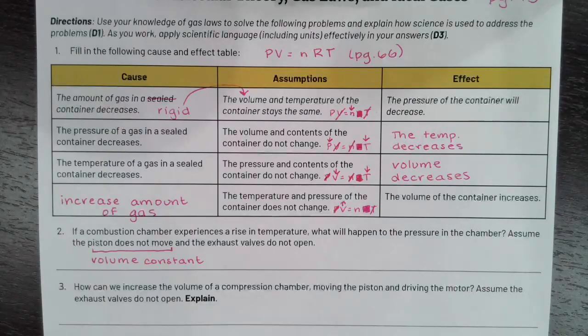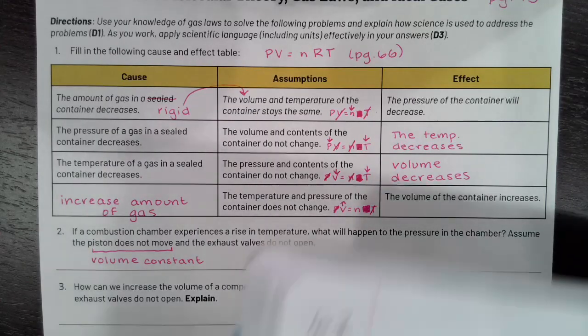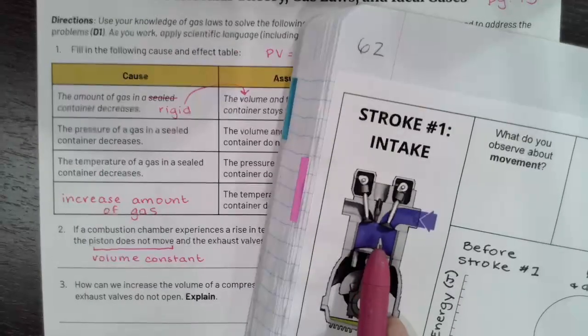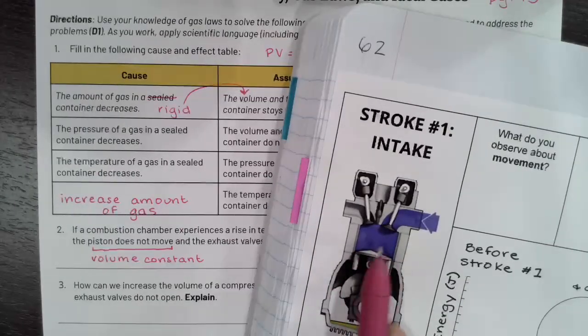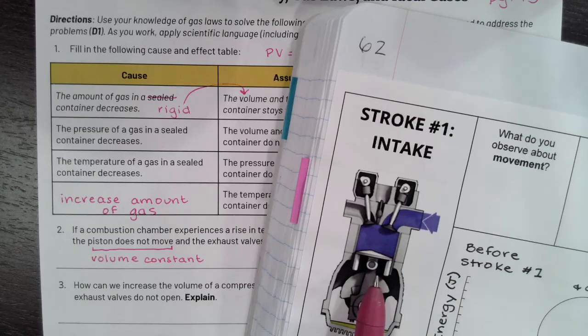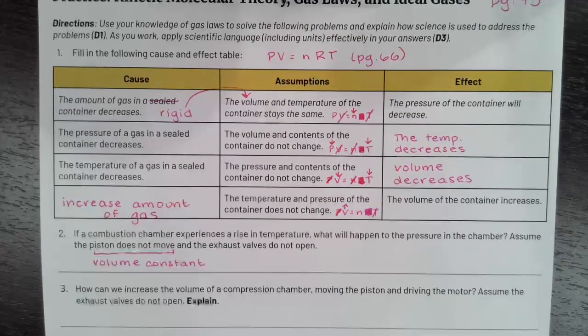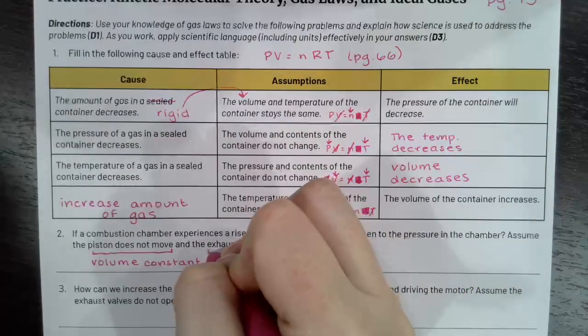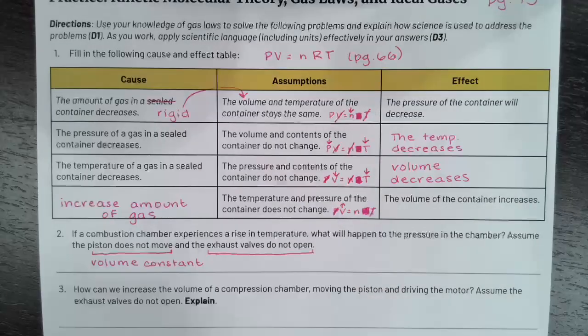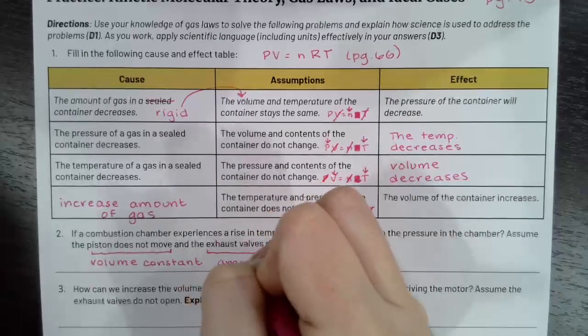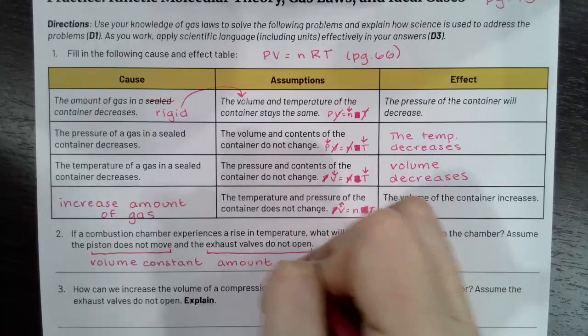If we take a look in our notebooks on page 62, this is the piston. It moves up and makes the volume of the combustion chamber smaller, or it moves down and makes the volume of the combustion chamber bigger. It's a little bit like a syringe, if you've ever seen a syringe. So the volume is going to be constant. It also tells us that the exhaust valves do not open. What does that tell us? It's a sealed container. Right, it's sealed. That means the amount of gas is also constant.